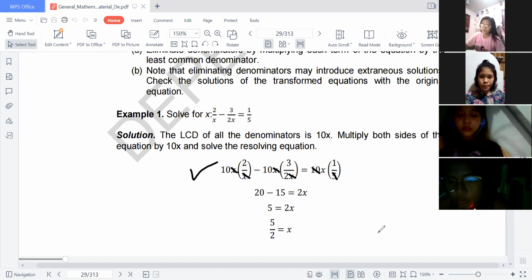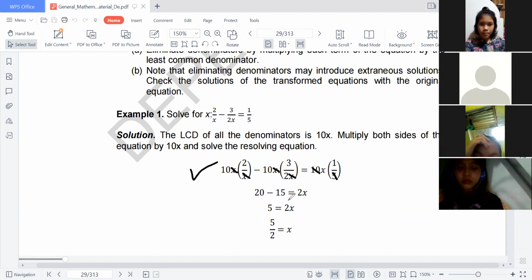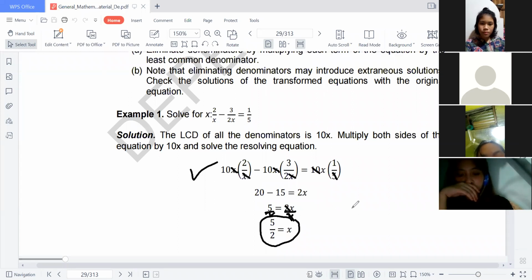Right? So if you simplify it further, 20 minus 15 is 5, and you just simply copy the right side. You divide both sides by 2. If you divide both sides by 2, it will be canceled out. So you only have x here. So your answer is 5 over 2. Okay?